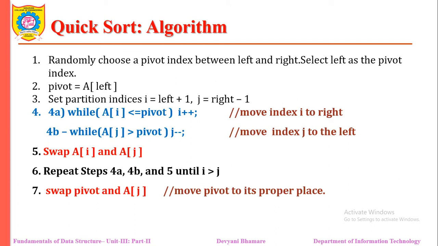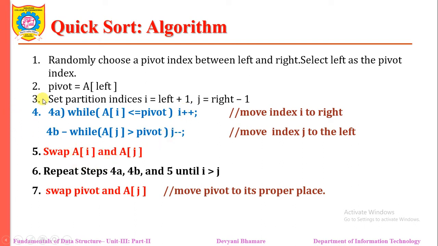Let me have a quick review. In the quicksort algorithm, we can randomly choose the pivot index from left to right. But here, in this example, for our session, we are considering the leftmost element as the pivot. Then we partition the indices: I is equal to left plus 1 and J is equal to right. We increase I until we get an element greater than the pivot, and we decrease J until we get an element less than the pivot. If the index of I is less than the index of J, then we perform swapping.